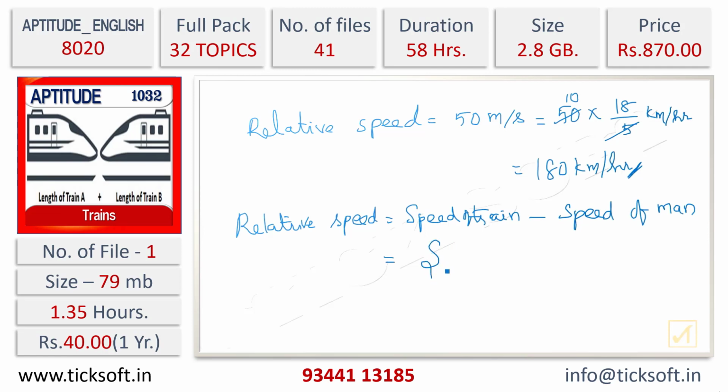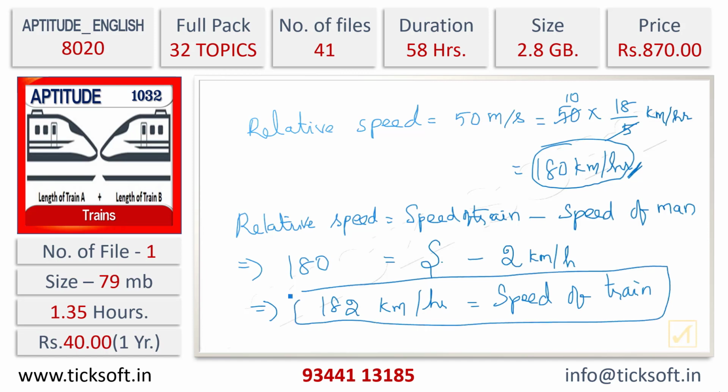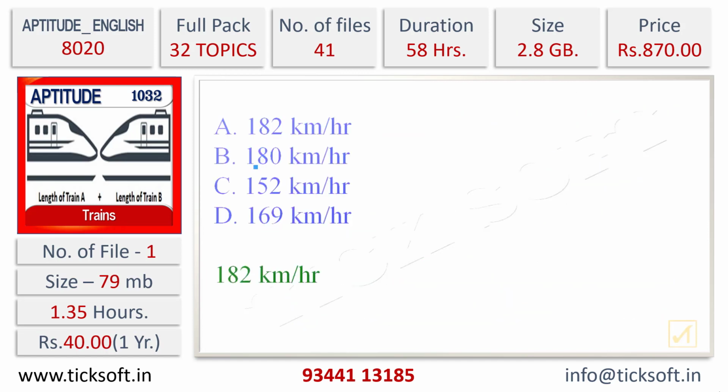So let us take this to be S alone. So now this minus, what is the speed of man? The speed of man is 2 km per hour. And now what is the relative speed? Here already we found out the relative speed, which is 180 km per hour. So therefore 180 will be equal to the speed of the train minus 2 km per hour. Now if we bring this minus 2 to the opposite side, it will become plus 2. So hence we get 180 plus 2, which is 182 km per hour, which is the required speed of the train. So hence we get the required answer, which is 182 km per hour. So out of these four options, option A, 182 km per hour is the correct answer.